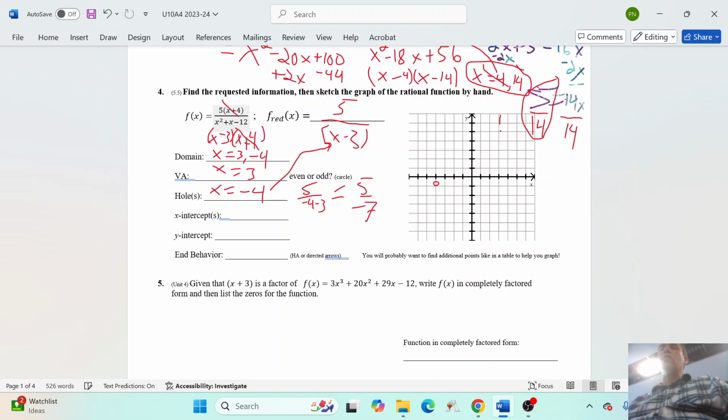Is it coming back to you? Go and pause me now. Pause me. Finish this problem on your own. Go ahead and pause me. Set the top equal to 0. So that's going to be the top equal to 0 for the x-intercept. And so that can't work because you just have a 5.